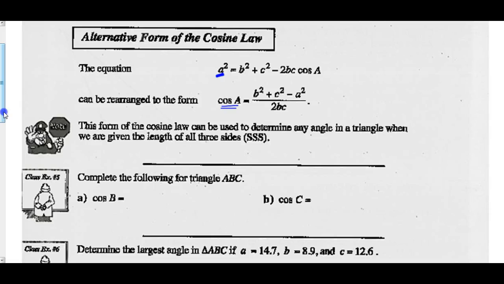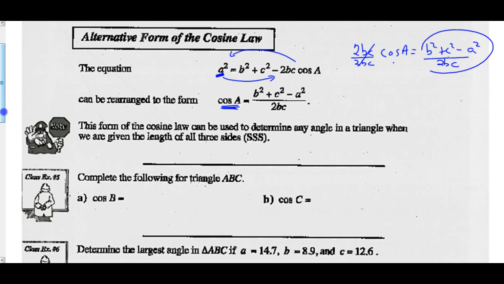Step 1, I'm going to add 2bc cosine a over to that side, and I'm going to minus a squared over there. So they're going to switch places. So I now have 2bc times the cosine of angle A, and that equals b squared plus c squared minus a squared. Right? So I subtracted a squared from both sides, and I added 2bc cosine a to both sides. And now if I want to solve for cosine a, I divide both sides by 2bc. And we get this equation. Cosine a equals b squared plus c squared minus a squared all over 2bc.